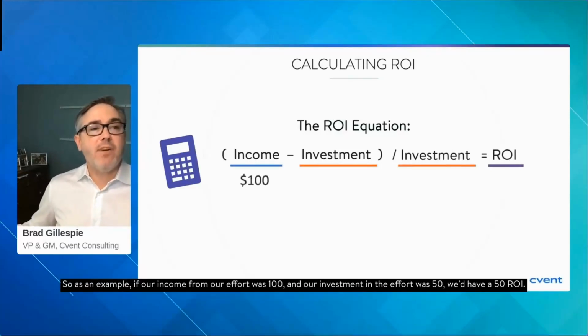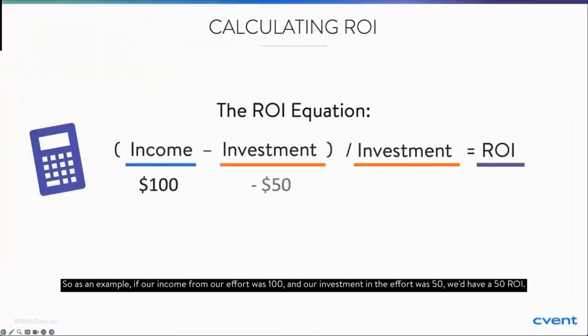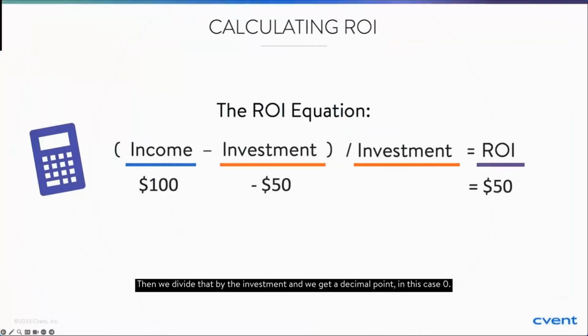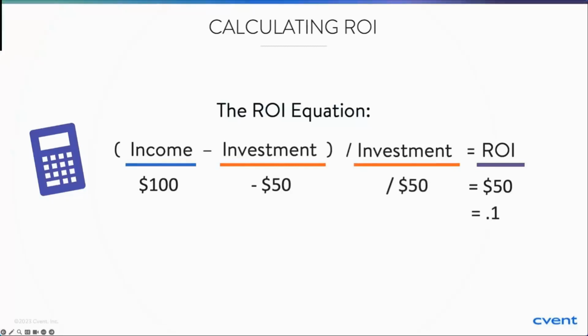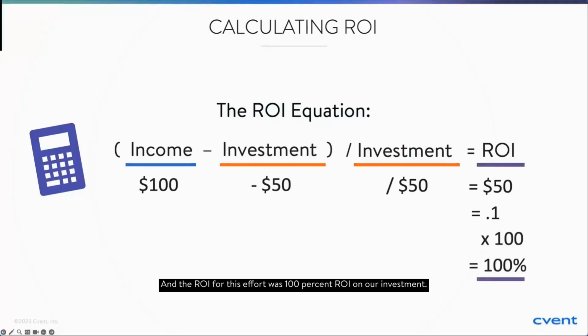So as an example, if our income from our effort was $100 and our investment in the effort was $50, we'd have a $50 ROI. Then we divide that by the investment, and we get a decimal point, in this case, 1.0. We usually like to and want to express ROI as a percentage, so we'll multiply that by 100. And the ROI for this effort was 100% ROI on our investment. So pretty basic example.